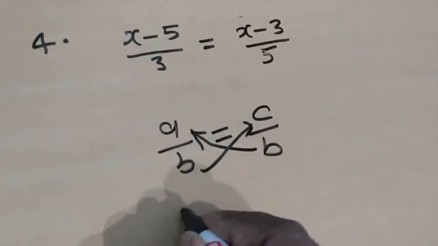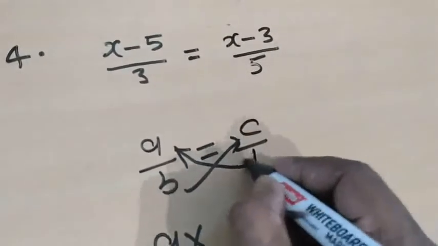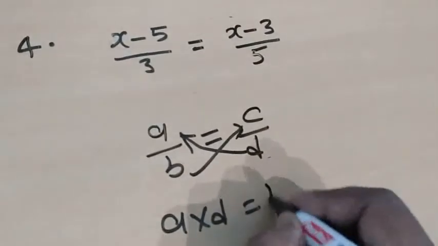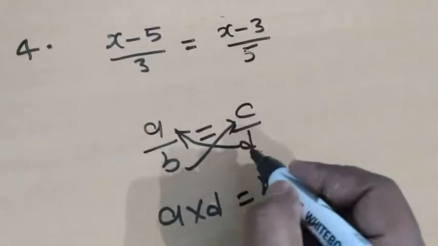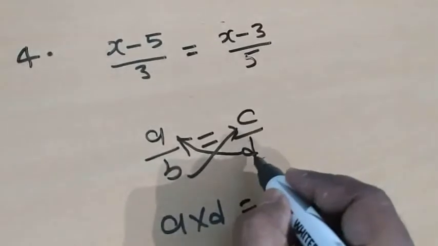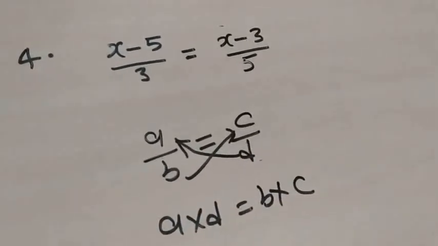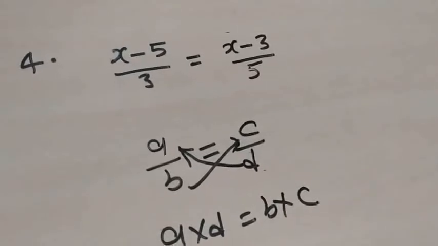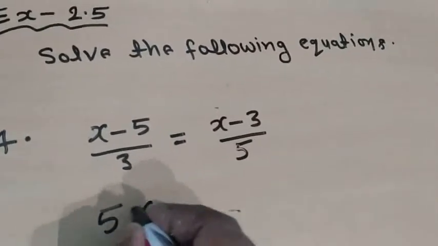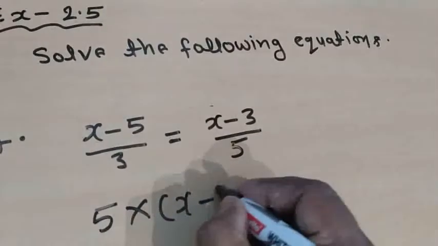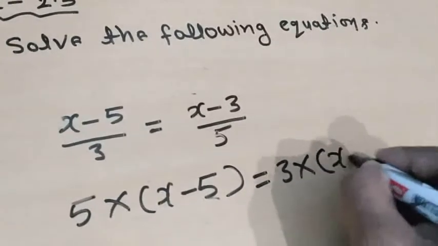So we obtain a into d, sorry, this is d. A into d is equal to b into c. Okay. A by b is equal to c by d. So cross multiply a into d is equal to b into c. Okay. So we use here cross multiplication. Okay. So by cross multiplication we obtained 5 into x minus 5 is equal to 3 into x minus 3.